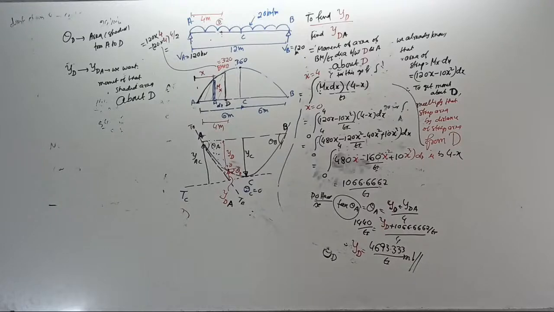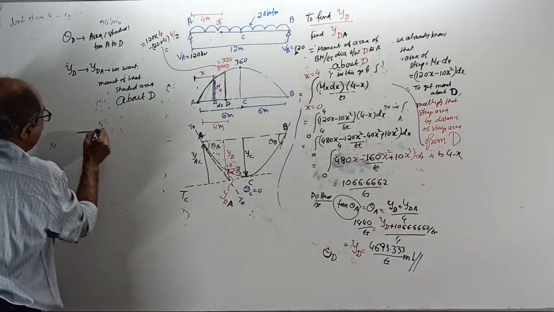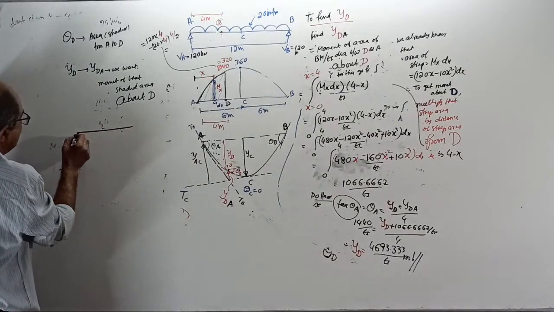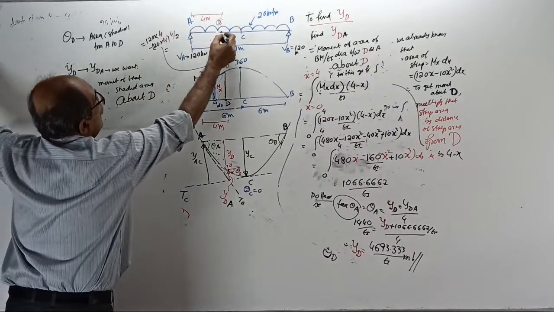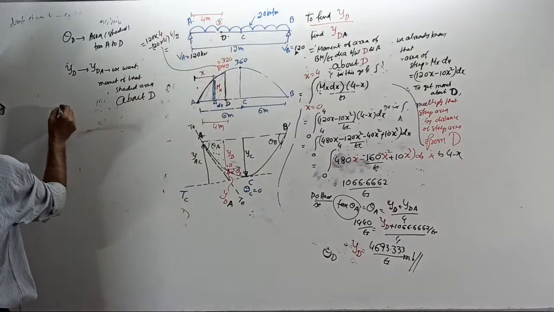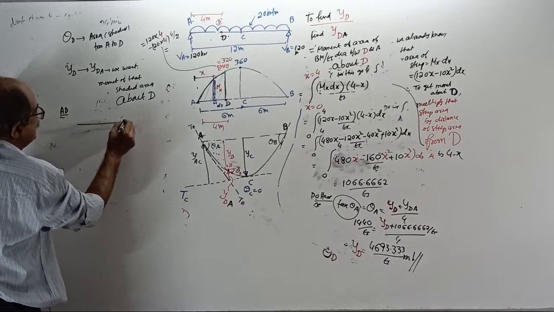Tell me yes or no. The formula is not applicable, so we use integration. Now do one thing. Only for that one, see, your beam is here. You consider the beam only from A to D. That's all. The beam is like this.